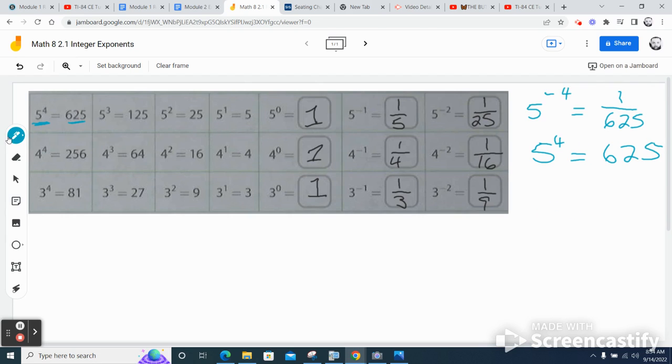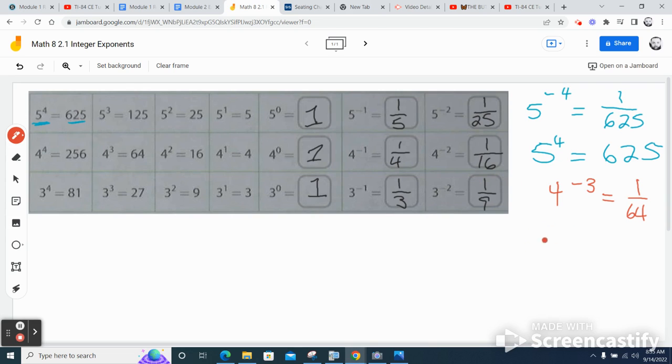Let's try this one more time and see how you guys are doing. Let's do 4 to the negative 3. What do you think that is? 1 over 64. You guys get it? Well, you don't get it. Well, let's see if you can guess and see what the right answer is.